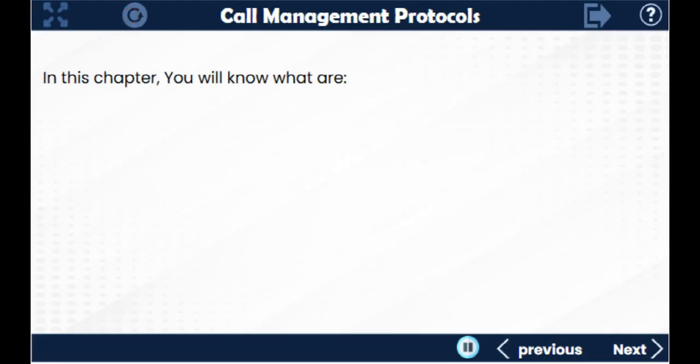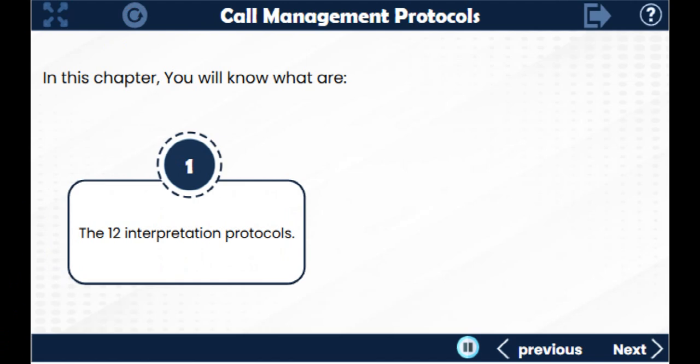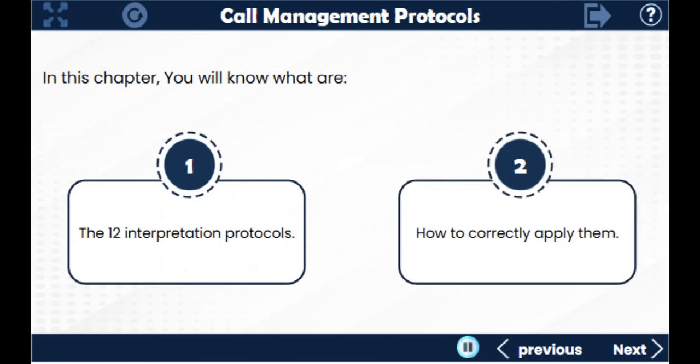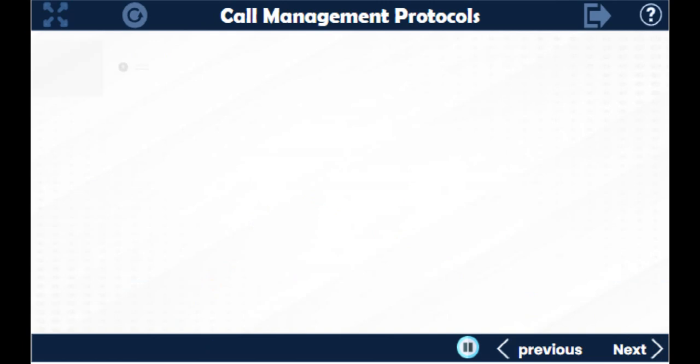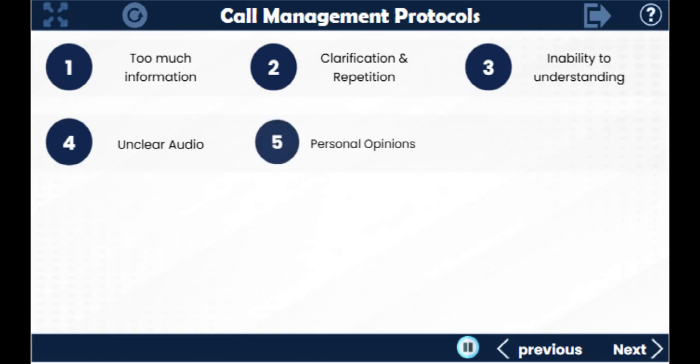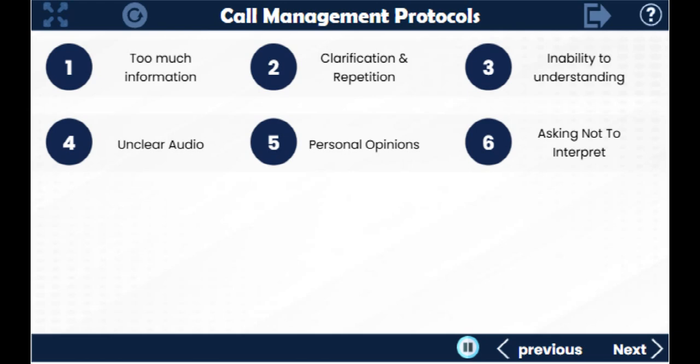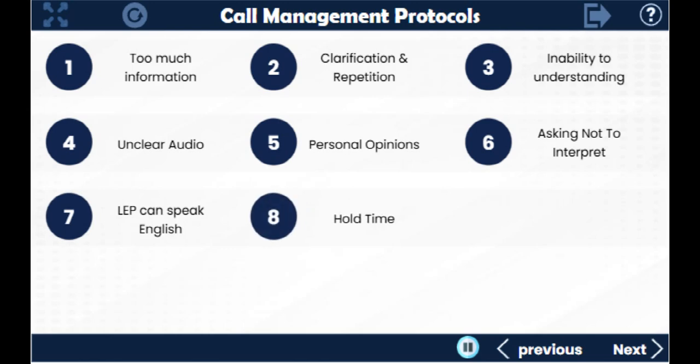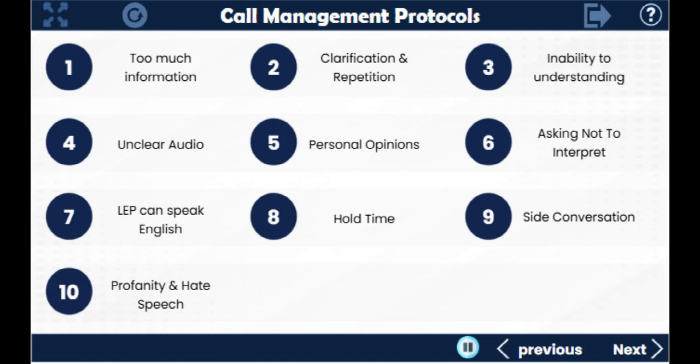In this chapter, you will know what the 12 interpretation protocols are and how to correctly apply them. The 12 interpretation protocols are: Too Much Information Protocol, Clarification and Repetition Protocol, Inability to Understand Protocol, Unclear Audio Protocol, Personal Opinions Protocol, Asking Not to Interpret Protocol, LEP Can Speak English Protocol, Hold Time Protocol, Side Conversation Protocol, Profanity and Hate Speech Protocol, Line Dropped Protocol, Interruption Protocol.